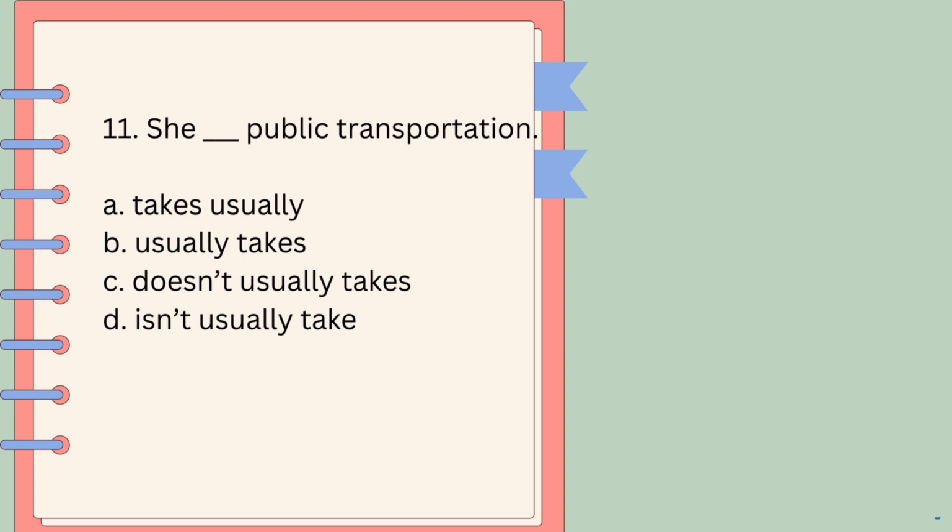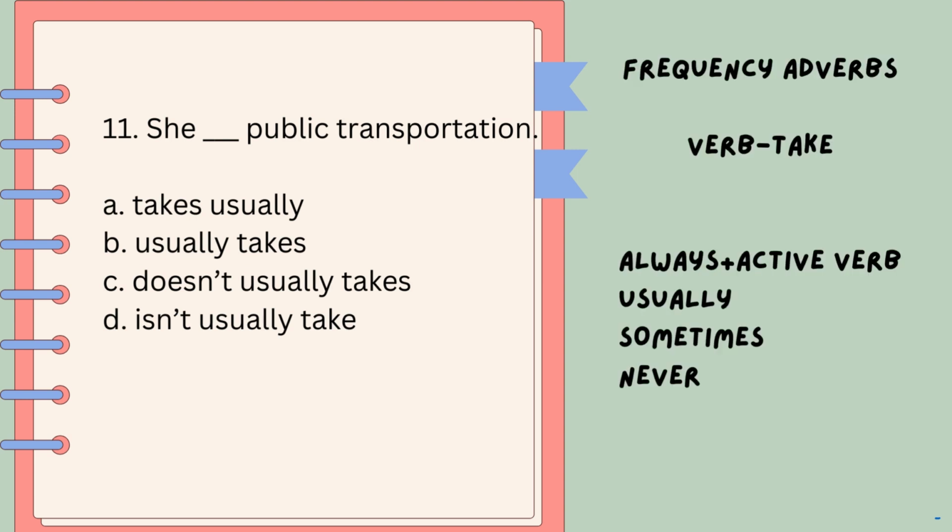Question number 11. She blank public transportation. Again, this is frequency adverbs. So here we have the verb take. Always, usually, sometimes, never, these are the common ones. You use them first after the subject and then you use the verb. So under these circumstances, you cannot say she takes usually, it's gone.